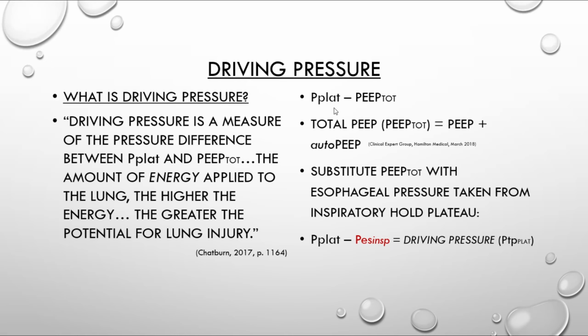So here's the equation. We want to take our plateau pressure and subtract our total PEEP. Our total PEEP equals our PEEP plus our auto PEEP. So we want to substitute our total PEEP with the esophageal pressure taken during the inspiratory hold. So we would take our plateau pressure and subtract our esophageal pressure during the inspiratory hold, and that gives us our driving pressure.